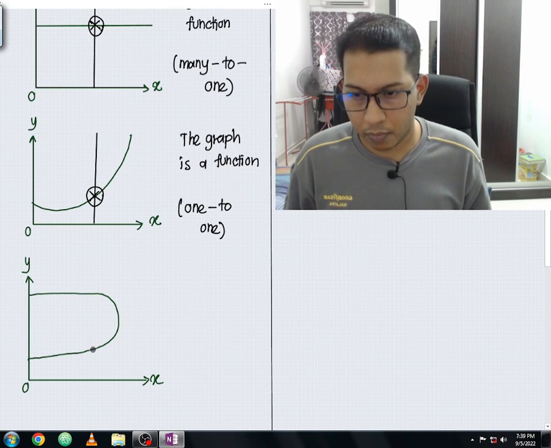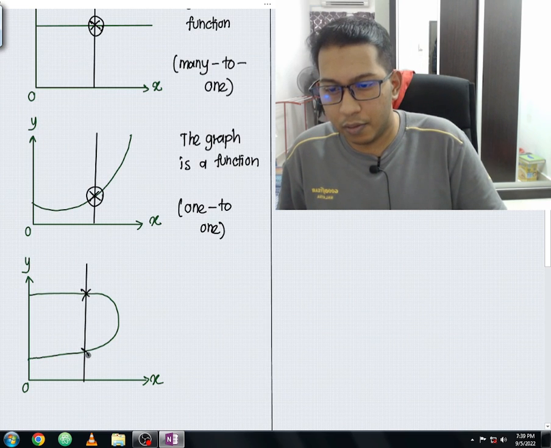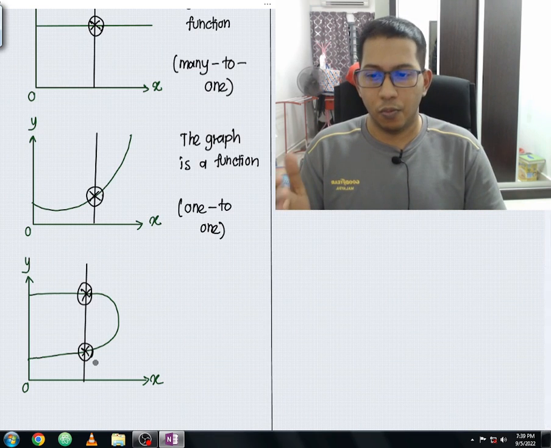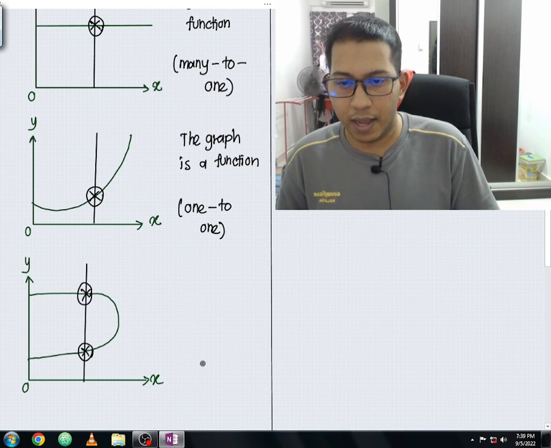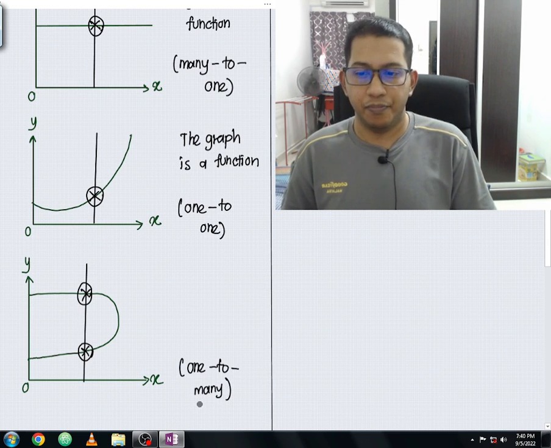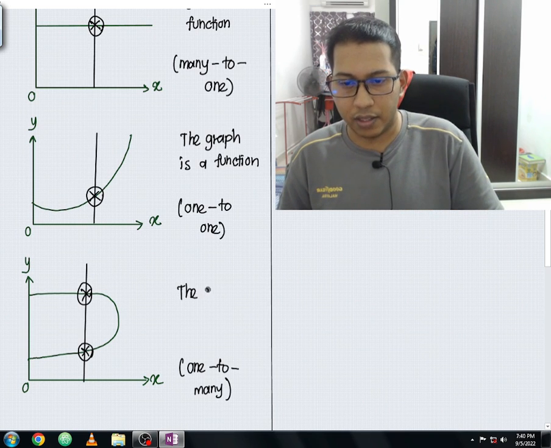So when you draw a vertical straight line, as you can see here, it intersects more than one point. So this is an example of one to many, guys. This type of graph is an example of one to many. Since it intersects more than one point at a time, the graph is not a function.